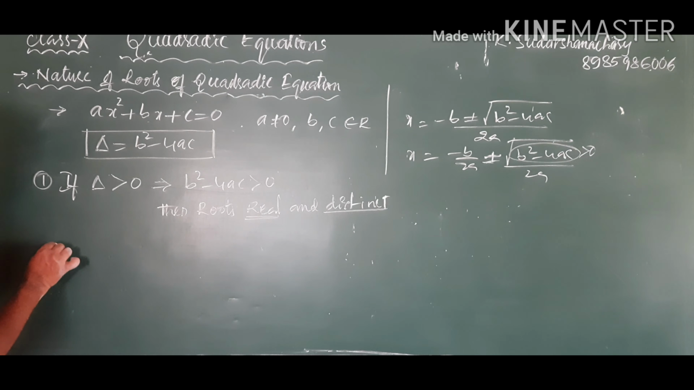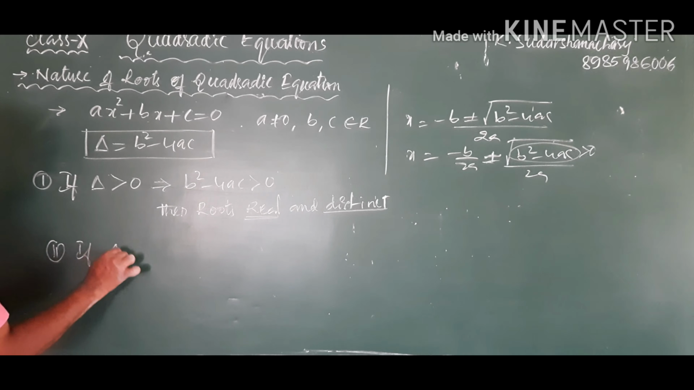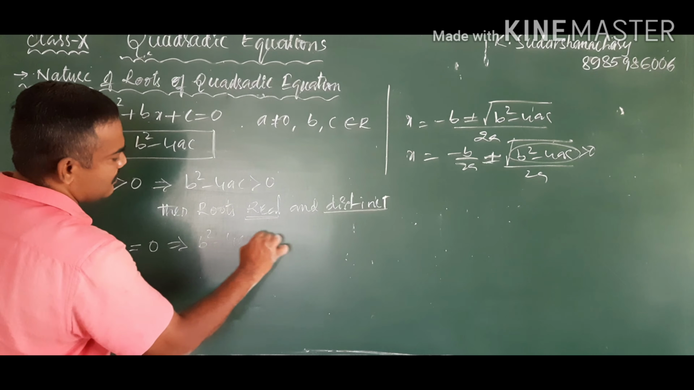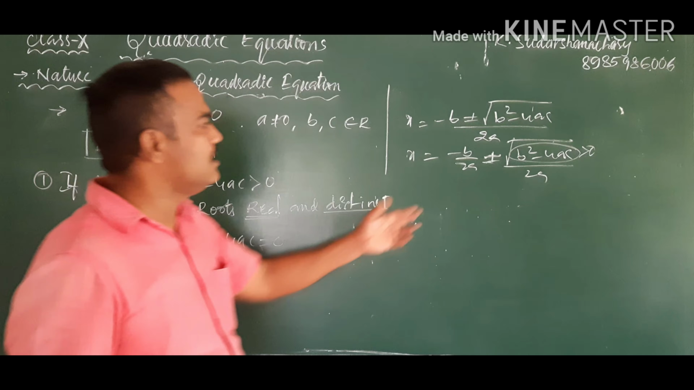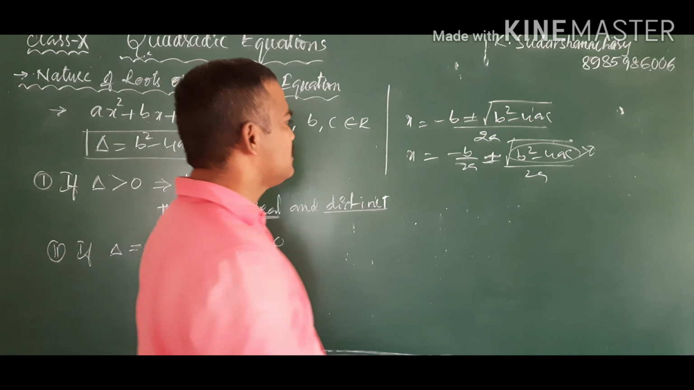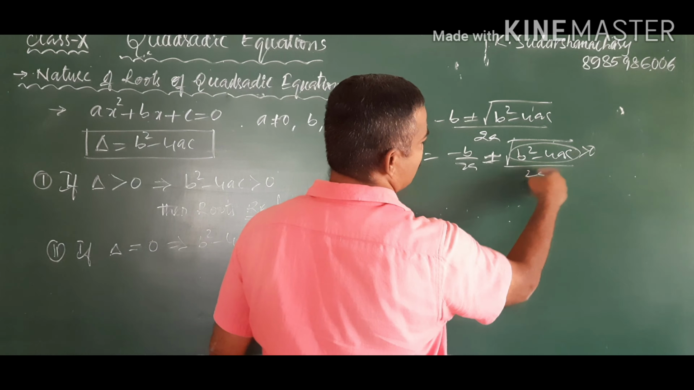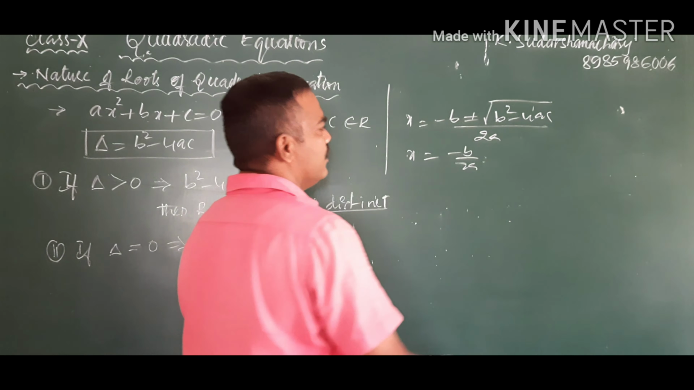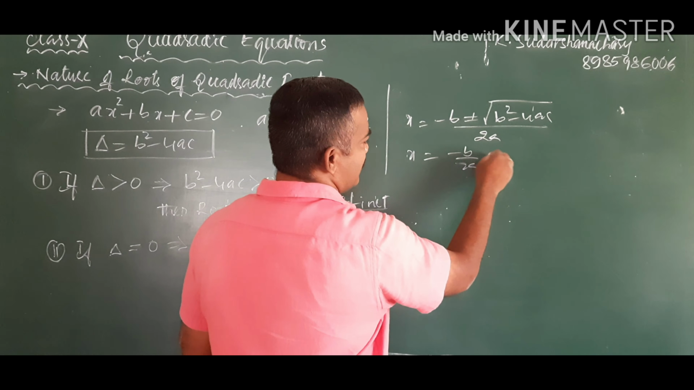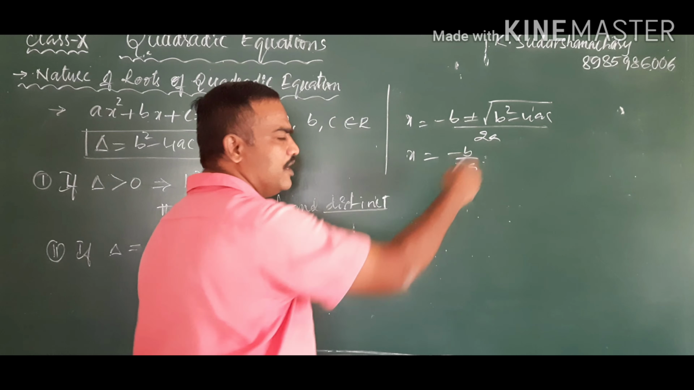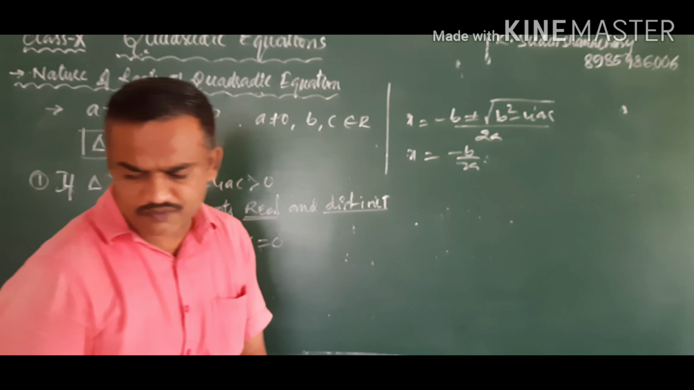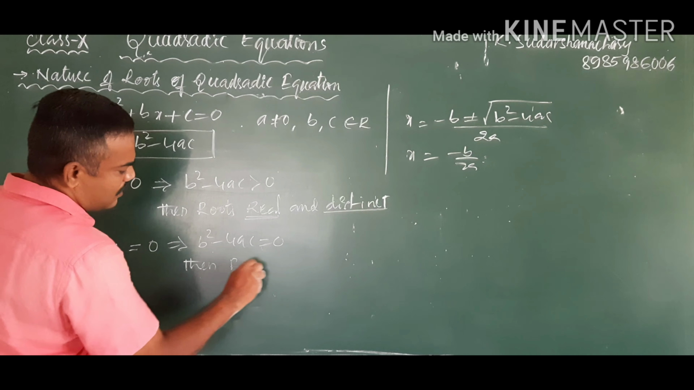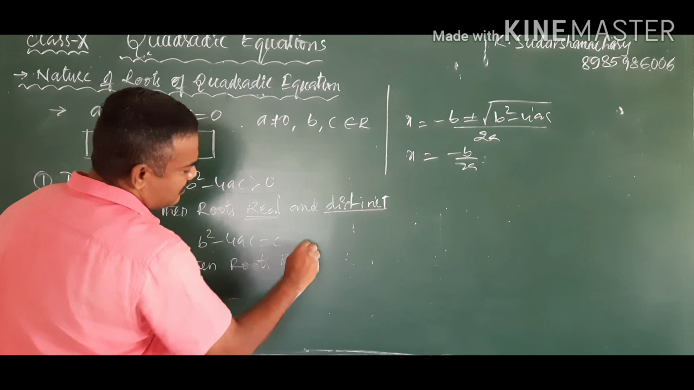Now the second case, if delta is equal to 0, that is b² - 4ac is equal to 0. In this condition the radicand will be 0, and 0 by something is 0, so we get -b/2a ± 0, which is -b/2a and -b/2a. We get the same roots. So in this case, the roots are real and equal.